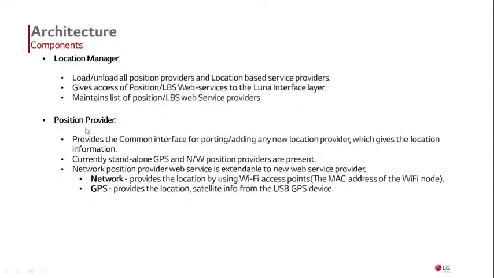Now when it comes to the position provider, it provides a common interface, as we explained earlier, for porting or adding a new location provider which gives the location information. Currently standalone GPS and network position providers are present. Network position provider web service is extendable to a new web service provider. Network provides the location by using the Wi-Fi access point, that's the MAC address of the Wi-Fi node. GPS provides the location, satellite info from the USB GPS device.